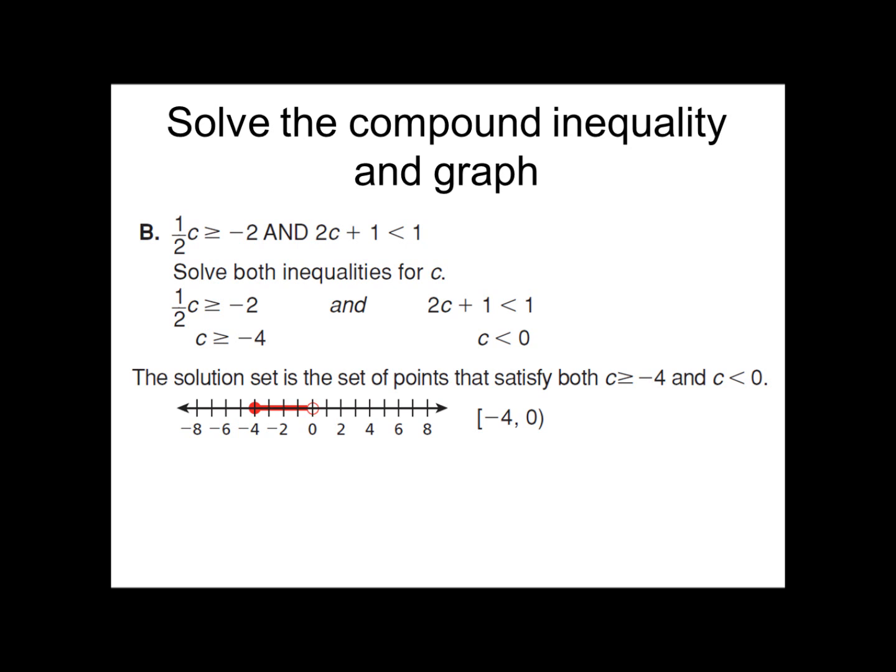So the two inequalities work together to create a region in between the two numbers. C is greater than or equal to -4, so that means that it's to the right of -4, and it's less than 0. So we're limited to the numbers that are to the right of -4 and to the left of 0. So that's only the region in between.